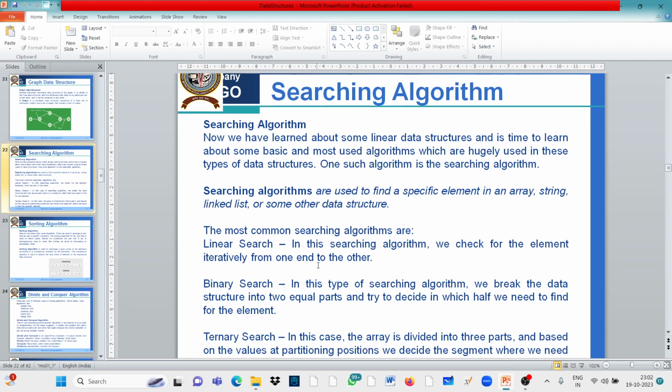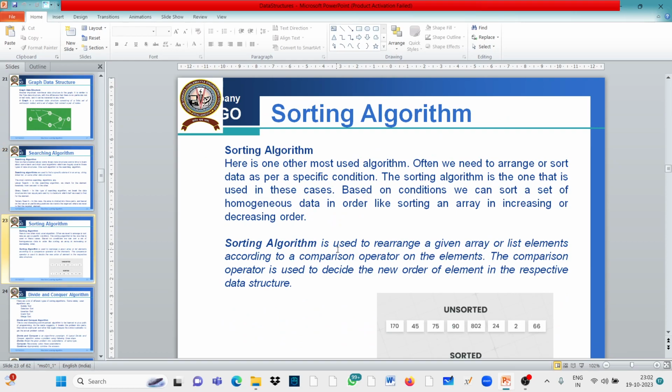Then another is the ternary search. In this case, the array is divided into three parts based on the values. One can be less than something, one can be greater than something, one can be in between. This is the ternary search. We decide the segment to which the element belongs. You can see some examples; I will show you afterwards.